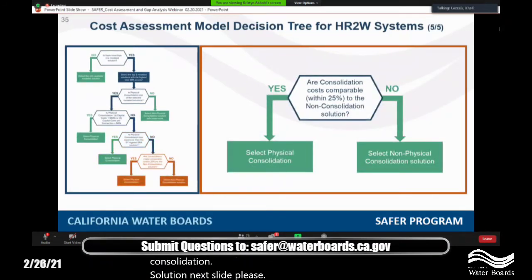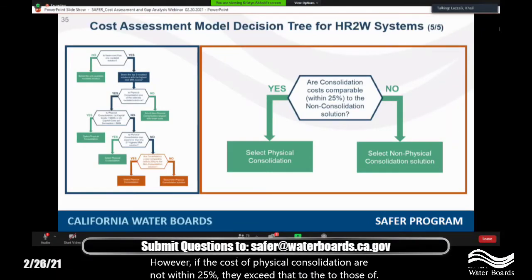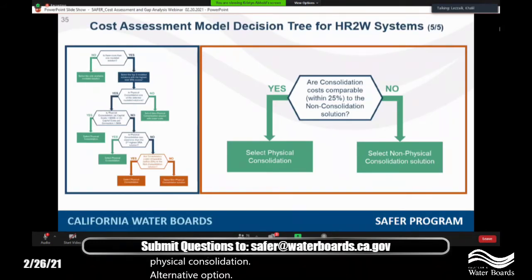Now, if physical consolidation costs are indeed within 25% of the costs of the non-physical consolidation solution, then we go with physical consolidation. However, if the costs of physical consolidation are not within 25%, they exceed that of the non-physical consolidation solution, then we proceed with selecting the non-physical consolidation alternative option as the solution for the system, sorry.